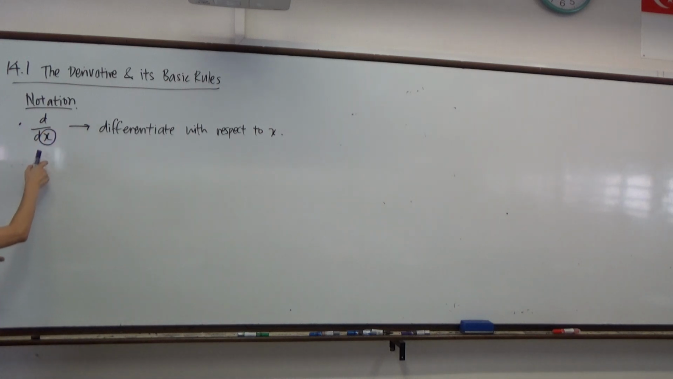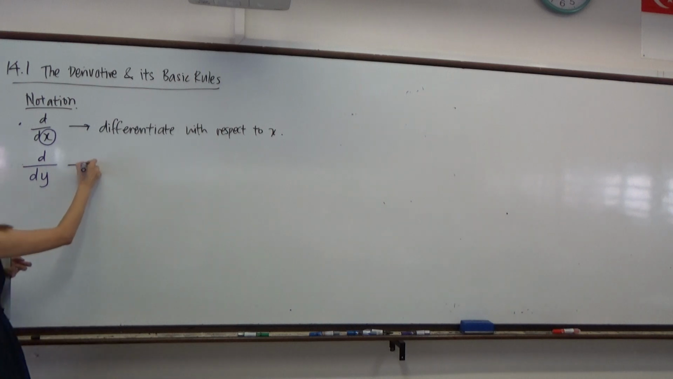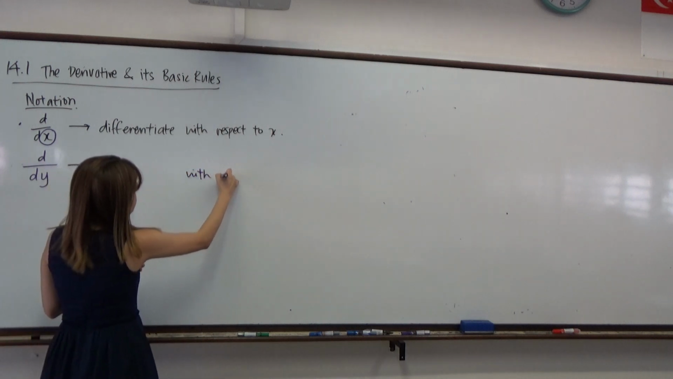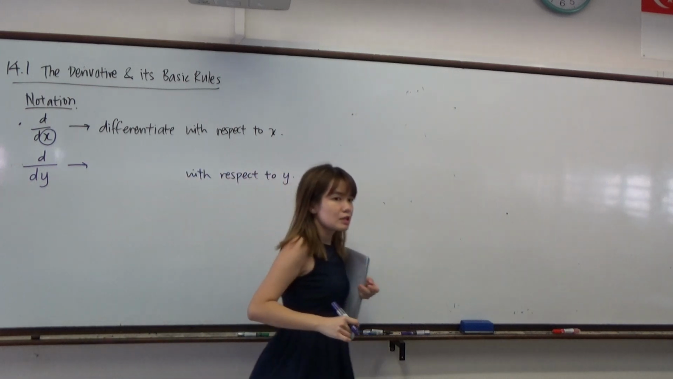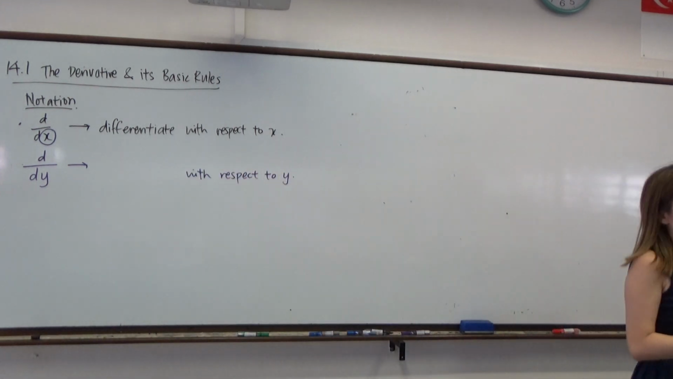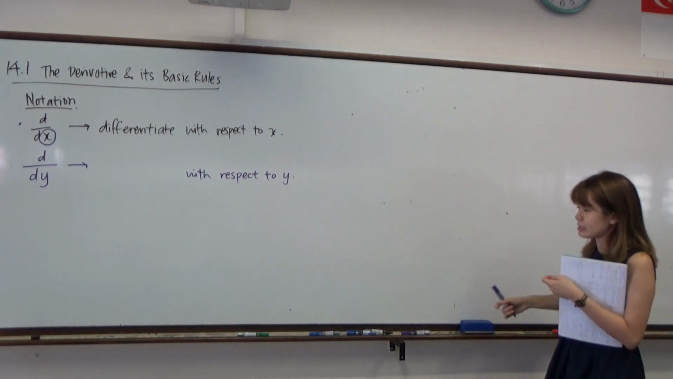Why is it with respect to x? Because there's an x below. So if we were to write maybe d over dy, this would mean that it is with respect to y. Later on when we cover the skill itself, you might understand this term better.